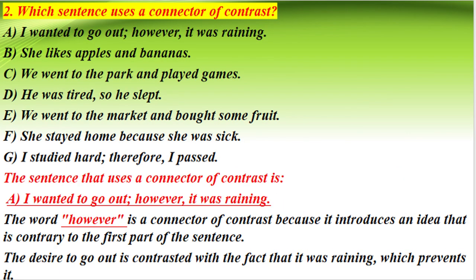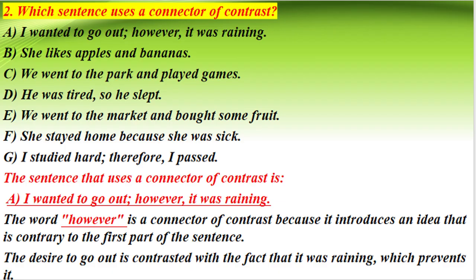A. I wanted to go out. However, it was raining. B. She likes apples and bananas. C. We went to the park and played games. D. He was tired, so he slept. E. We went to the market and bought some fruit. F. She stayed home because she was sick. G. I studied hard, therefore I passed.